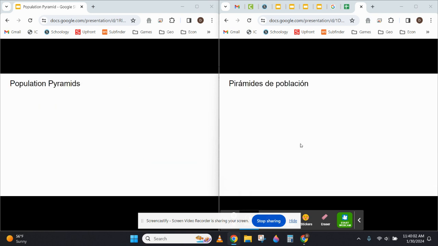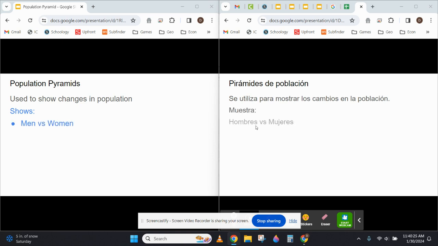Today we're going to graph population and population changes by using something called a population pyramid. This is a way of visually displaying the numbers. It's a chart or a graph that tries to break down population and show changes, increases, decreases, things like that.